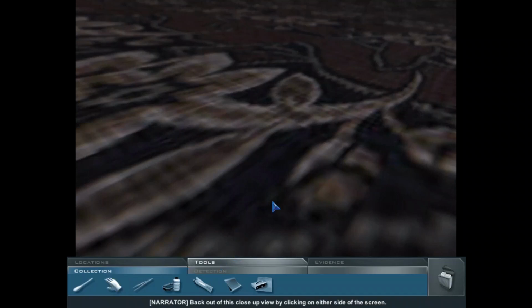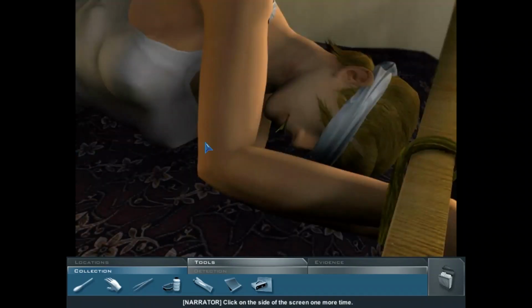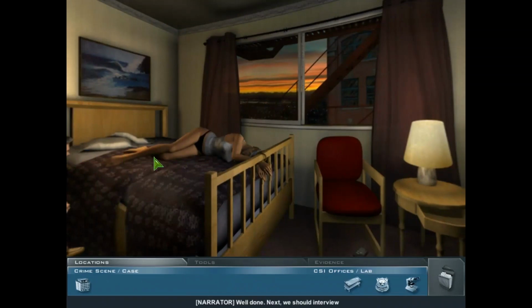Back out of this close-up view by clicking on either side of the screen. Click on the side of the screen one more time. Well done. Next, we should interview the hotel owner behind you. Pan around the crime scene by moving the cursor to the side of the screen, then click on the owner.